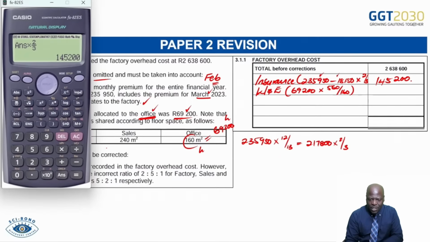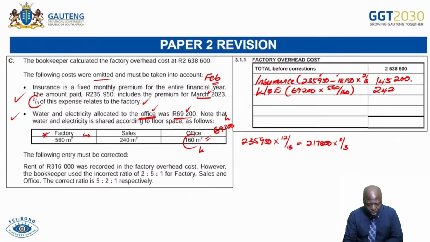So we come here and then we say, what we want is 560 and what we have is 160. And we multiply that by 69,200, 69.2. And it will give us 242,200. So we come here, we end up with 242,200, like that. Okay, then let us come to the next one.